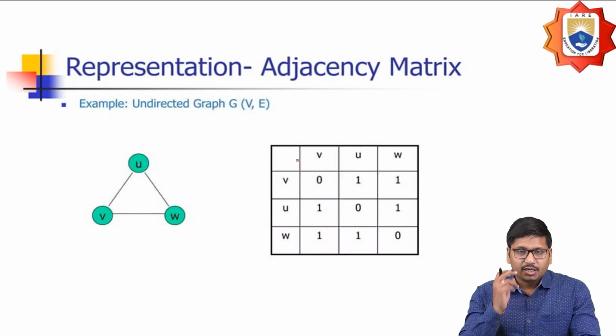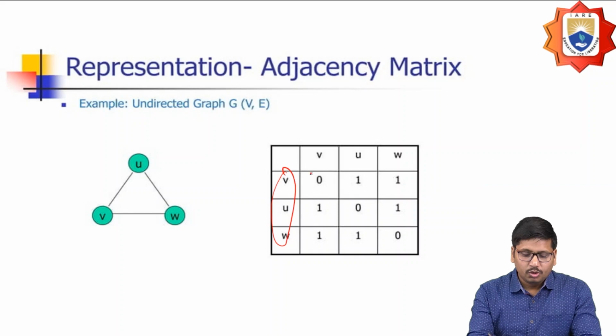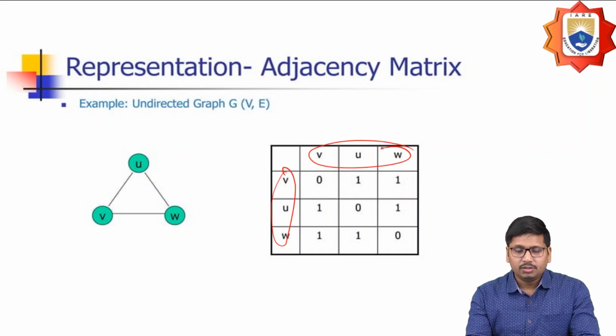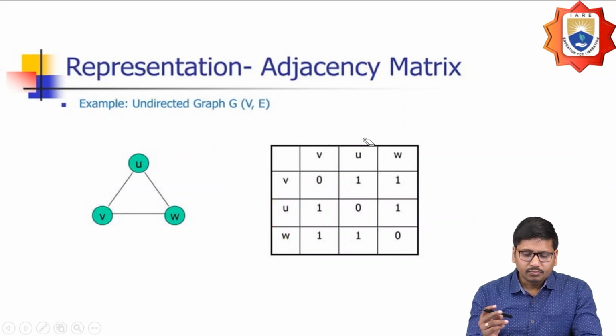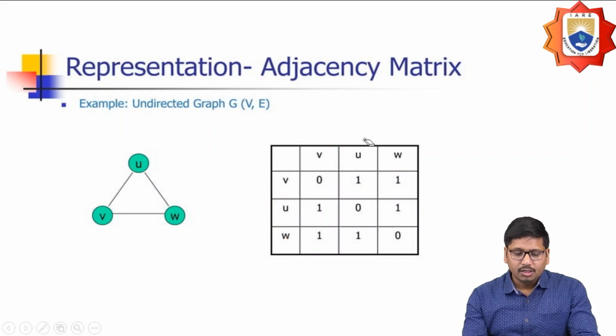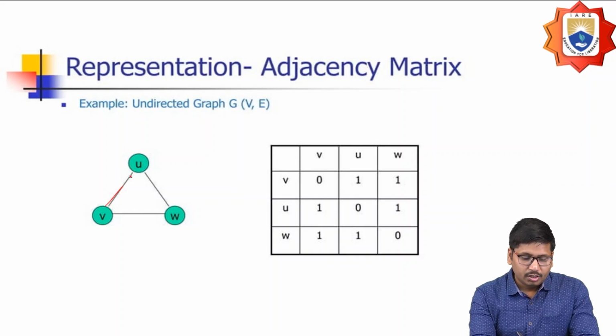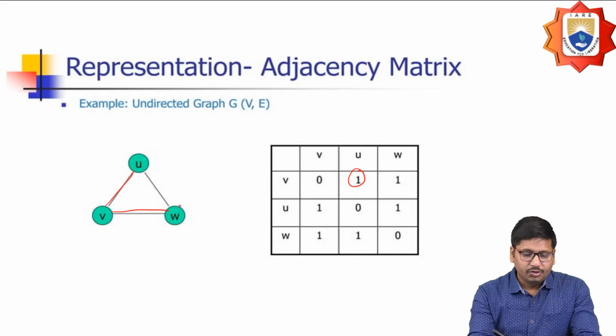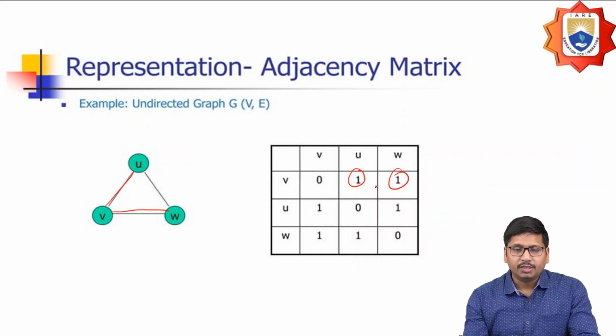So let us consider a graph here. How is this adjacency matrix represented? It is represented among the vertices. Whenever there is an edge from one vertex to another vertex, I fill it with 1, otherwise it should be 0. In this one, I have an edge from U to V, so I have marked 1, and V to W, so it should be 1 here.